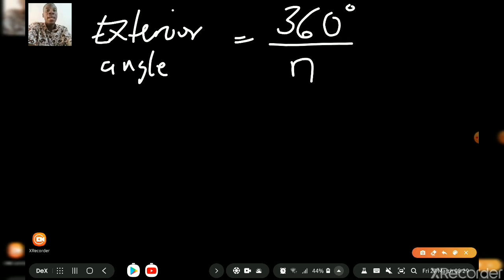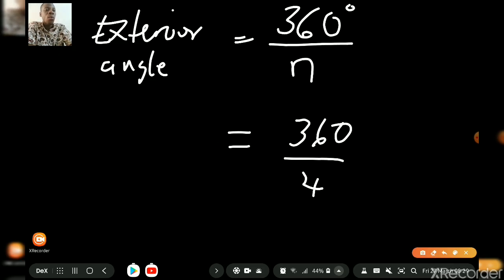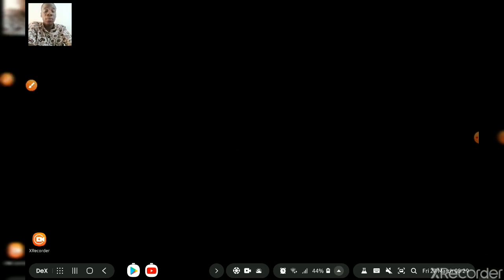If you are told to find the exterior angle of, let's say, a square, we know that the square has 4 sides, so the exterior angle is going to be equal to 360 over 4, which gives us 90 degrees.